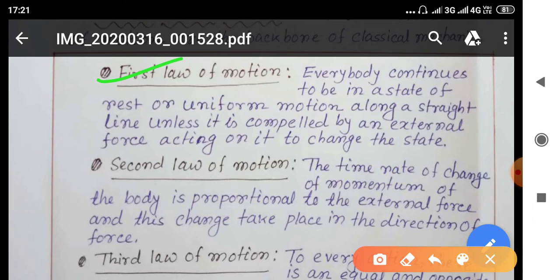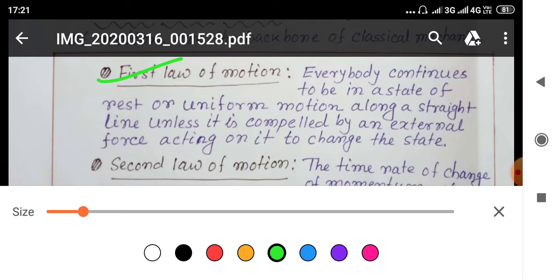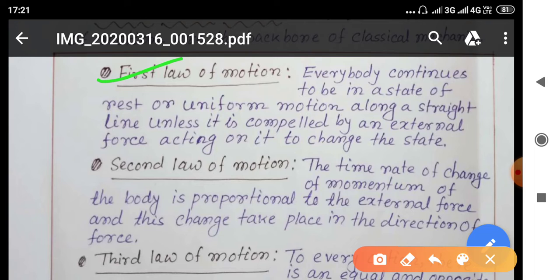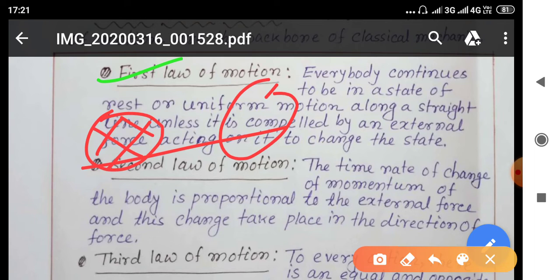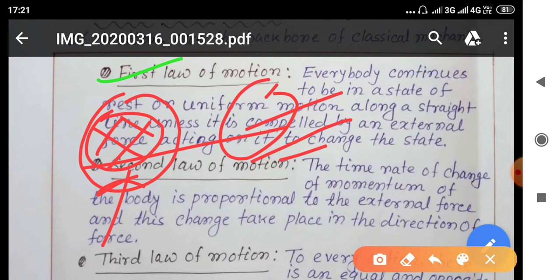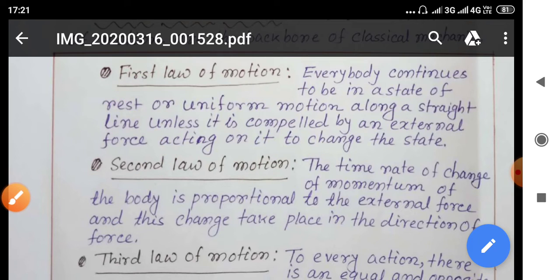Sometimes the first law of motion is called the law of inertia, because inertia is such a property by which an object would like to remain in its present state. That means if an object is in the rest condition, it would like to stay at rest, and if it is in motion, then it tries to continue this motion. That's why the first law of motion is sometimes called the law of inertia.